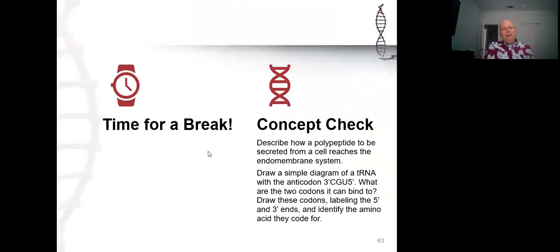So let's stop again for a quick break, and I am going to break it here and come back after the break and talk about these concept check questions. So describe how a polypeptide that is secreted from a cell reaches the endomembrane system. We just talked about that, so you should be able to remember that.